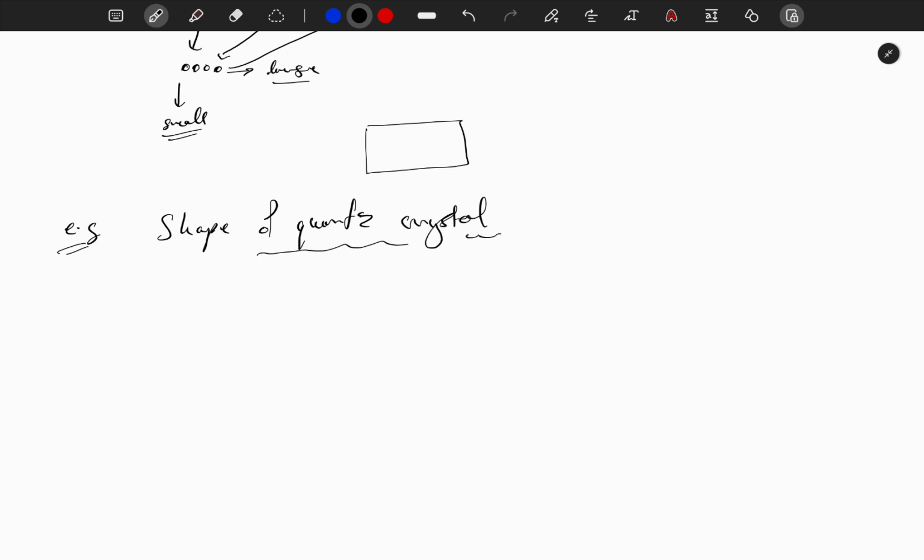Okay, shape of the quartz crystal. Its internal pattern is the hexagonal pattern. If you look closely at such a crystal, you will notice that the outside does not make a very good hexagon because the sides are not equal. Some of the sides are this big, some of the sides are this big, like this.